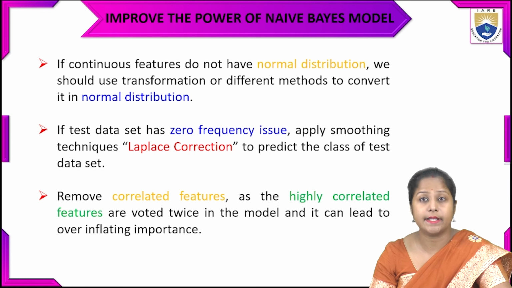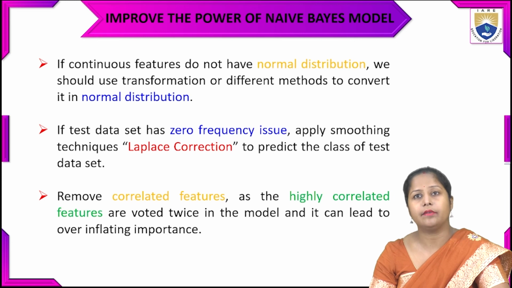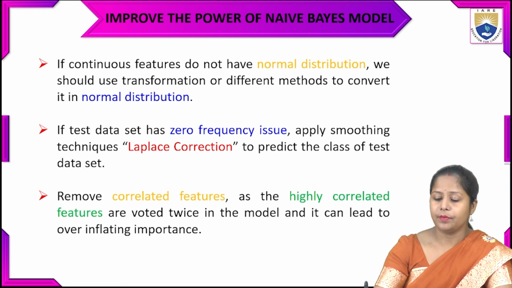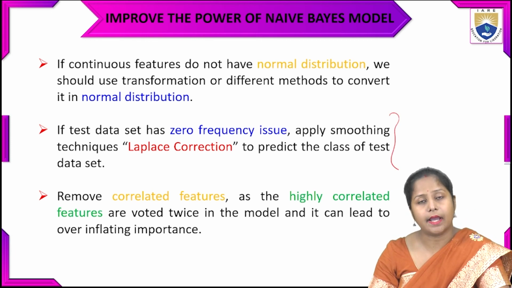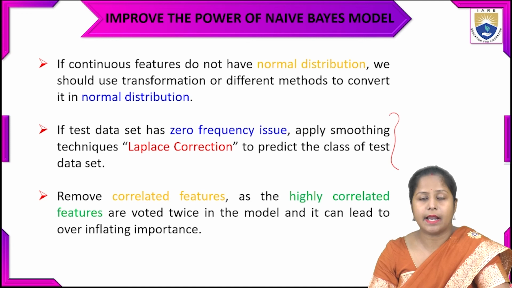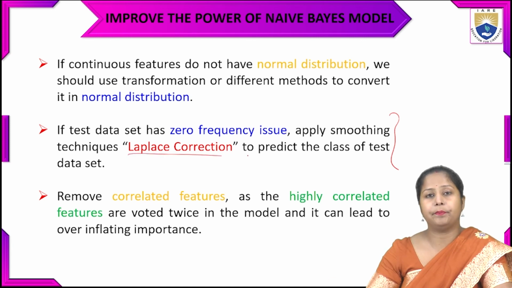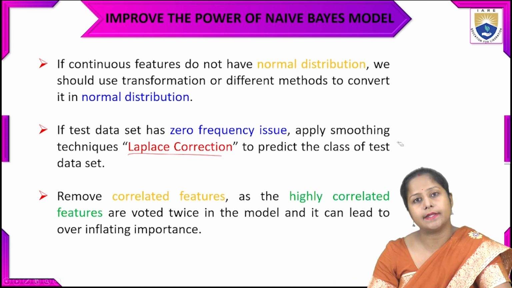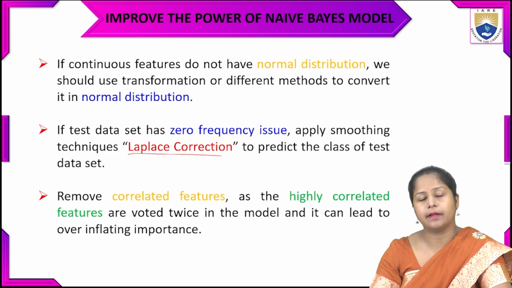So we are going to use transformation or different types of methods to convert it into a normal distribution. That is also a drawback; we have to convert that particular distribution into the normal distribution. Second, if test data has the zero frequency issue, that is the problem we have seen, so we have to apply Laplace estimation, Laplace correction. That is a smoothing technique to predict the class of the test data set. So for that we apply Laplace correction, so the zero will not occur then.